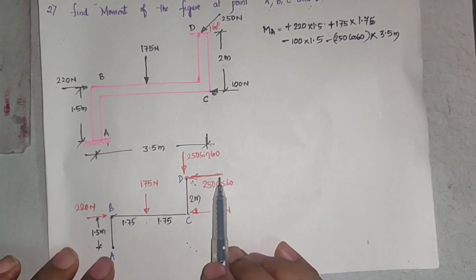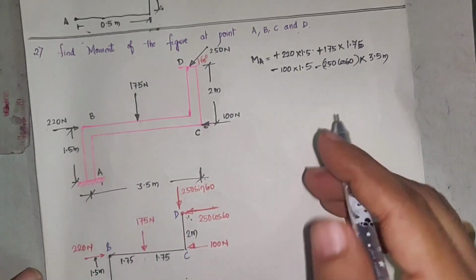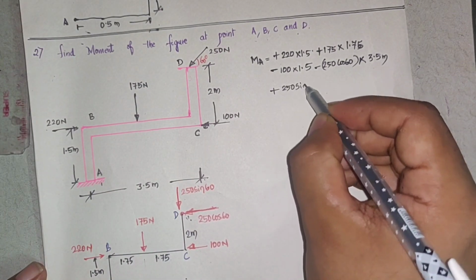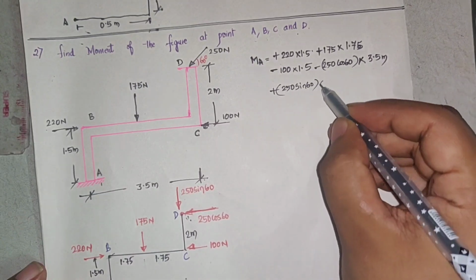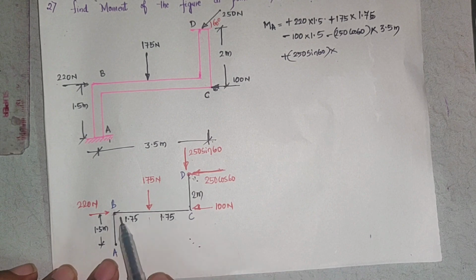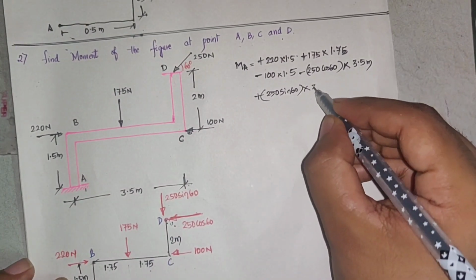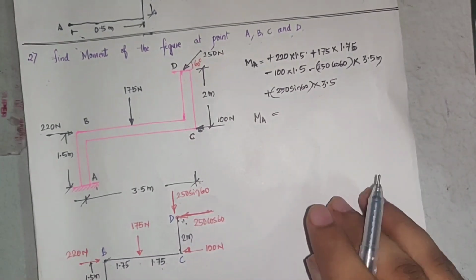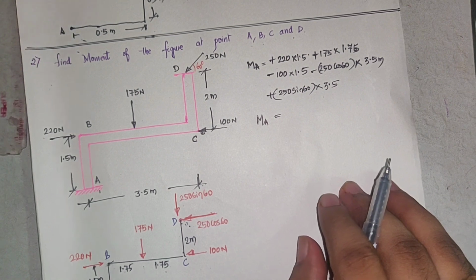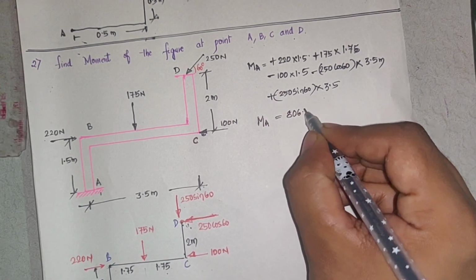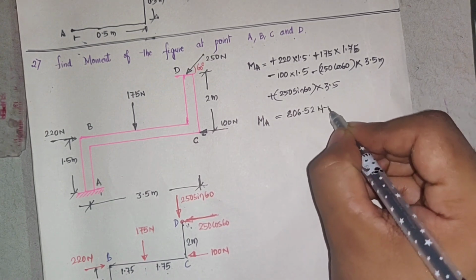How is it rotating about point A? It is rotating clockwise. So this is plus 250 sin 60 into the perpendicular distance about point A, which is 1.75 plus 1.75, so 3.5. Solving this, considering the signs, you get the moment about A as 806.52 Newton meter.